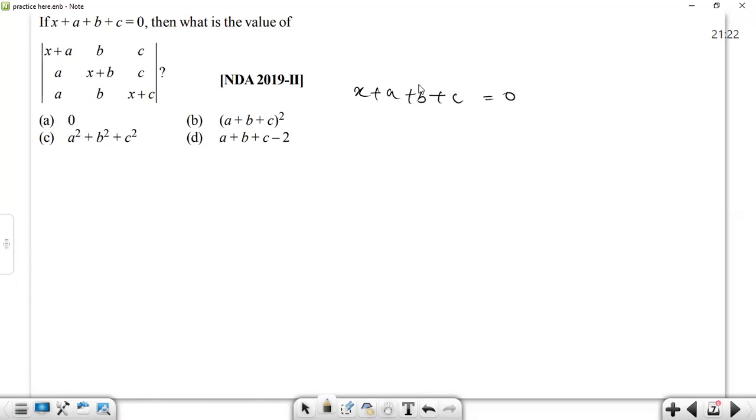I believe if we put A, B, C as 0, then there will be one problem: A option, B option, and C option will all become the same. So we will not be able to distinguish among them. So it's better to go with some different values. Taking A as 1, B as minus 1, C as 0 can help us. And let's take X equal to 0 also.